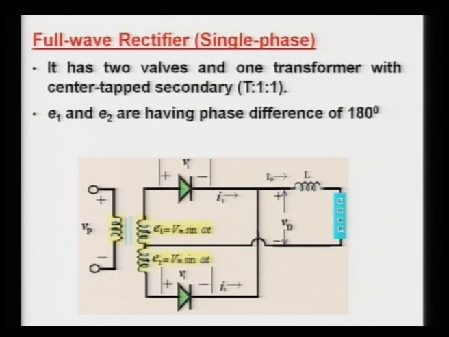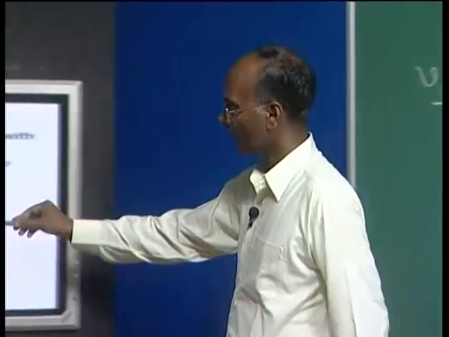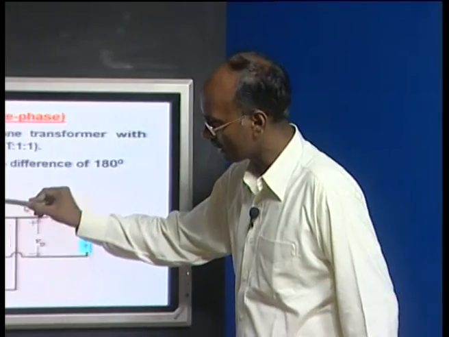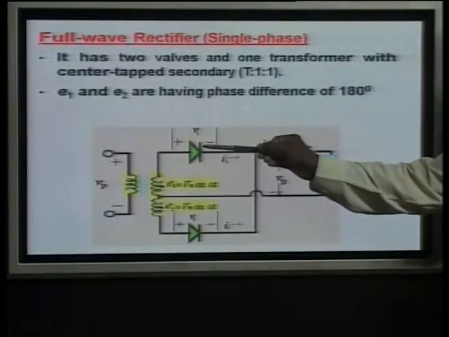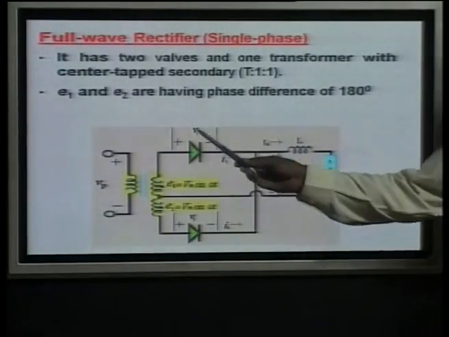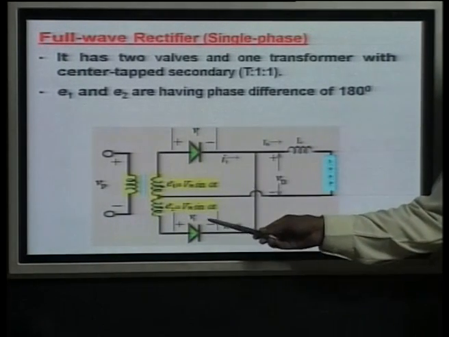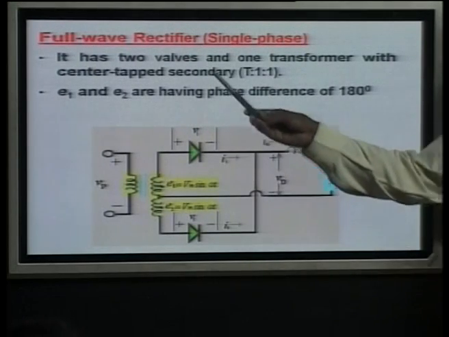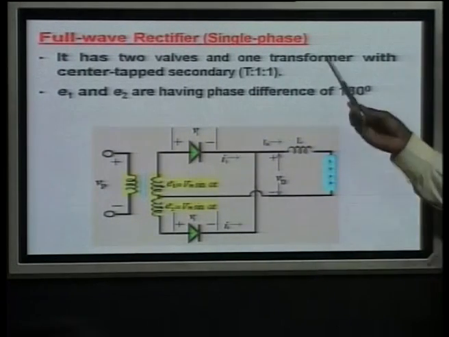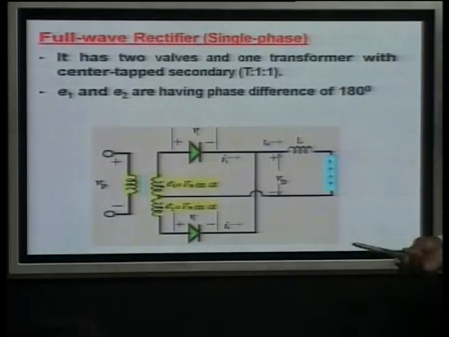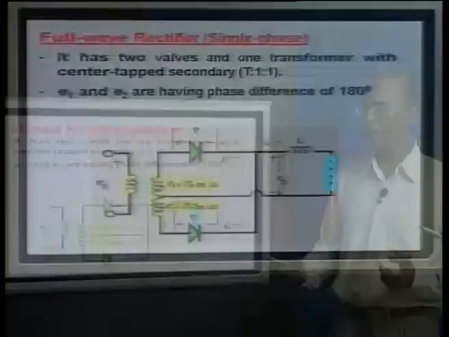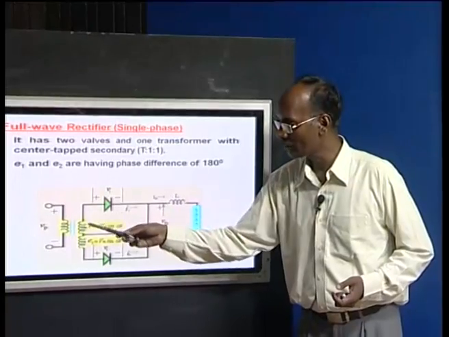Now, another circuit is the full wave rectifier circuit, again considered for single phase. It has two valves, the first and second, denoted by V1 and V2, the voltage across each, taking the positive side. The transformer is a center-tapped secondary transformer having a turn ratio of 1:1.